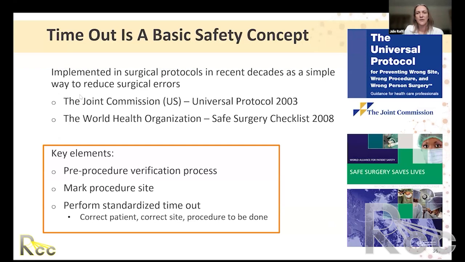Two examples are from the Joint Commission, a regulatory body in the United States, which has the Universal Protocol, and the World Health Organization, which has the Safe Surgery Checklist, which came out in 2008. Key elements for these timeouts are a pre-procedure verification process, marking the procedure site, and then performing a standardized timeout to verify correct patient, correct site, and correct procedure to be done.